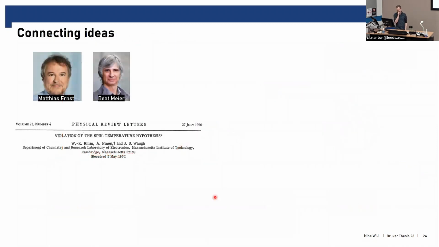And there was another important idea then that led to the next project. During my NMR courses with Matthias and Beat Meier, they once talked about this paper by Hahn, Waugh and Rhim, which is called the violation of the spin temperature hypothesis. And what they basically did is they had an FID just in calcium fluoride, and they could get it back by using a spin lock for a certain amount of time.